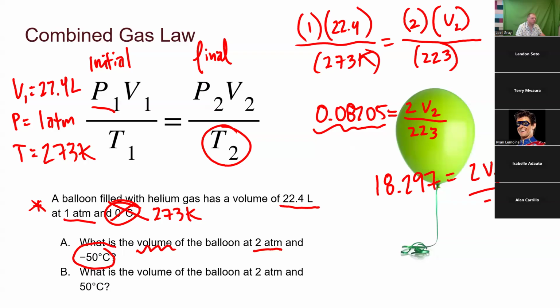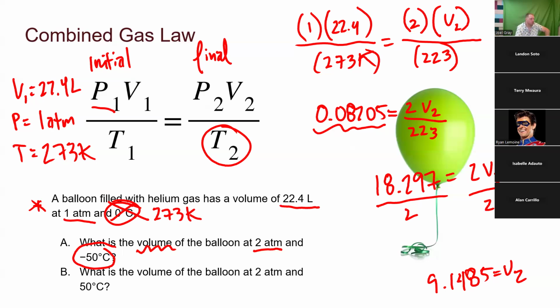I'll divide this by 2. I'll divide that by 2. And then I'll get 9.14. Nice, DDA. 9.1485 is equal to V2. So what happened to my volume? Whenever my pressure went up and my temperature went down, it decreased. Is that a big surprise? Not really. It's not a big surprise because both of those things, the pressure going up and the temperature going down, should cause the volume to go down.